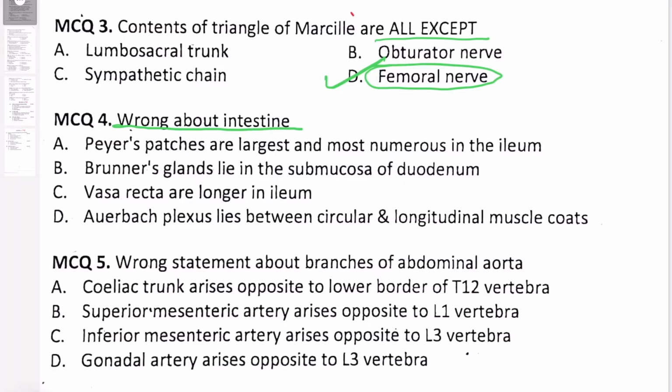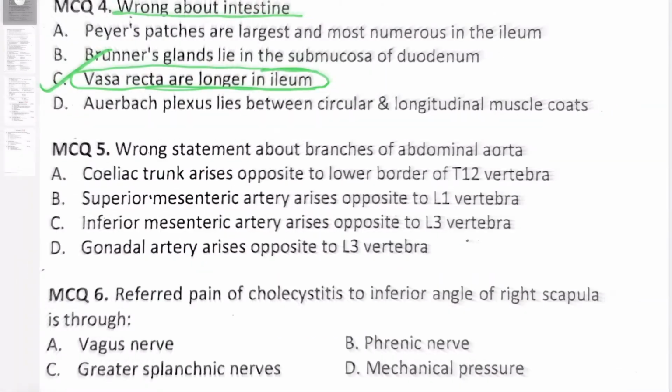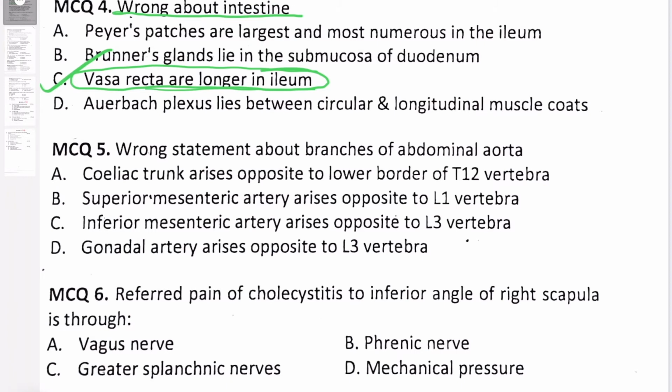Vasa recta longer in ileum. Auerbach's plexus lies between circular and longitudinal muscle coats. And this one is vasa recta: they are longer and more densely placed in the jejunum, and they are shorter in the ileum. Question number 5 is: wrong statement about the branches of abdominal aorta.